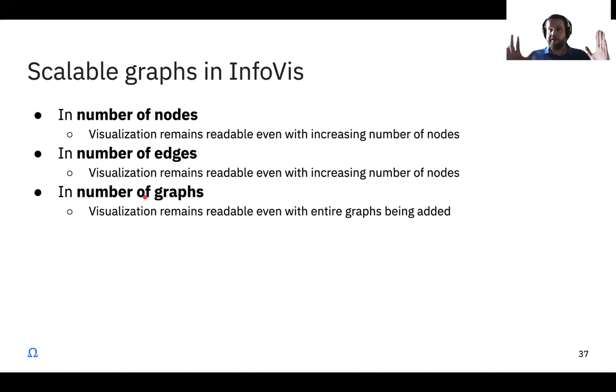And the third is in number of graphs. Sometimes you can have multiple graphs that you want to show, maybe even a lot of graphs, and then you might need your visualization to be scalable even if you add entire graphs. So scalability doesn't pertain strictly to the graph size, which has been defined as the number of nodes, but it can relate to nodes, edges, and even entire graphs. So we have to be careful about that.